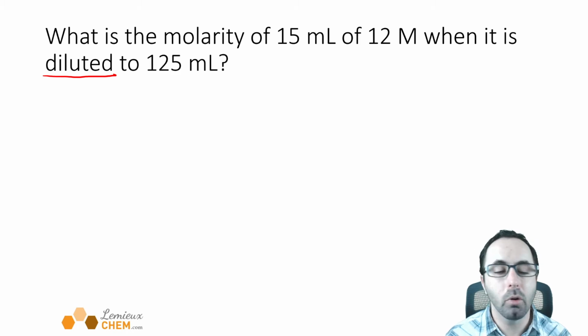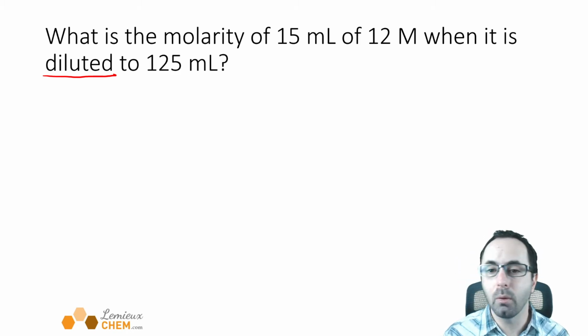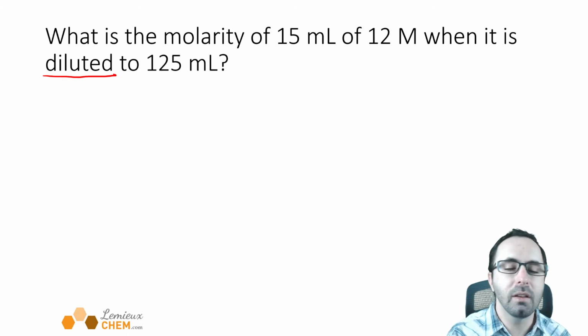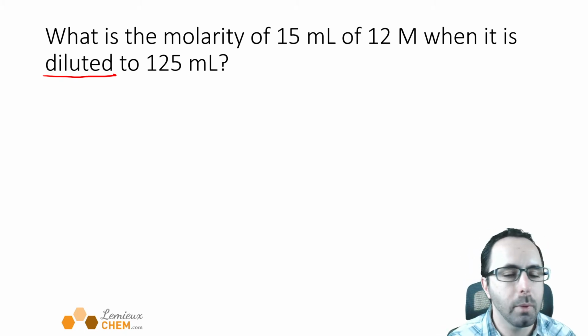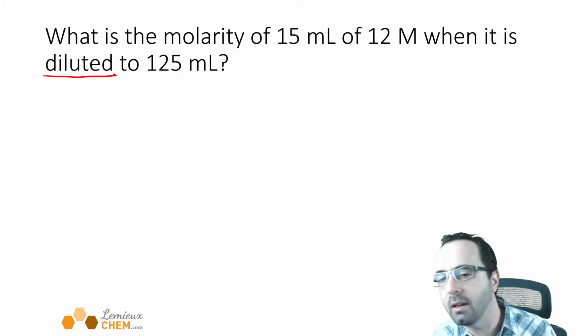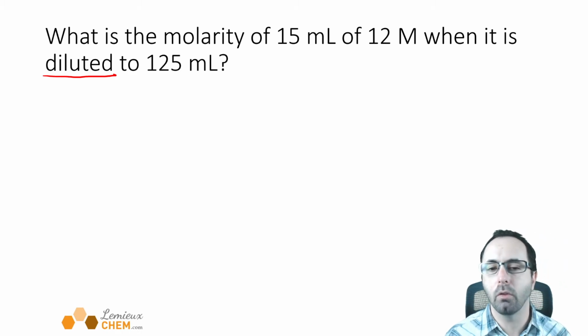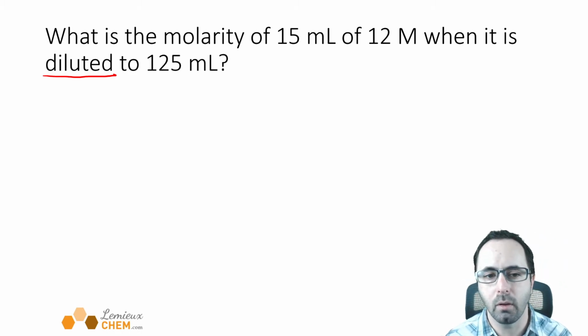When I show people CSVS equals CDVD or M1V1 equals M2V2, they want to use this for everything. It's like, oh, I'm going to do my taxes, better get this, CSVS equals CDVD. No. It's only for one very specific purpose, for dilutions. That's the only time you use this equation.